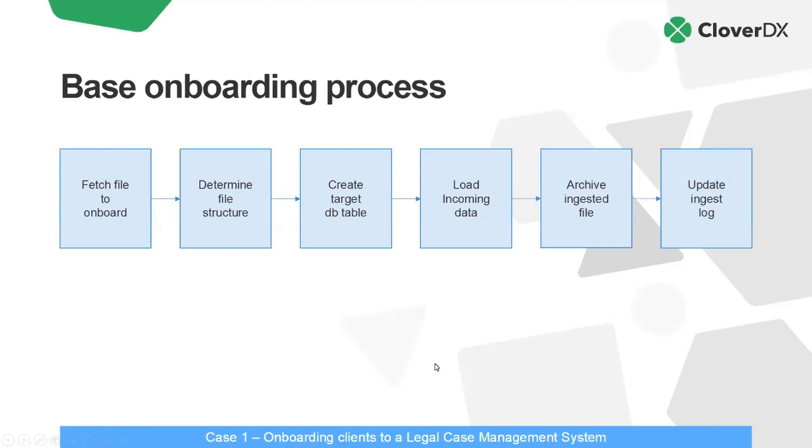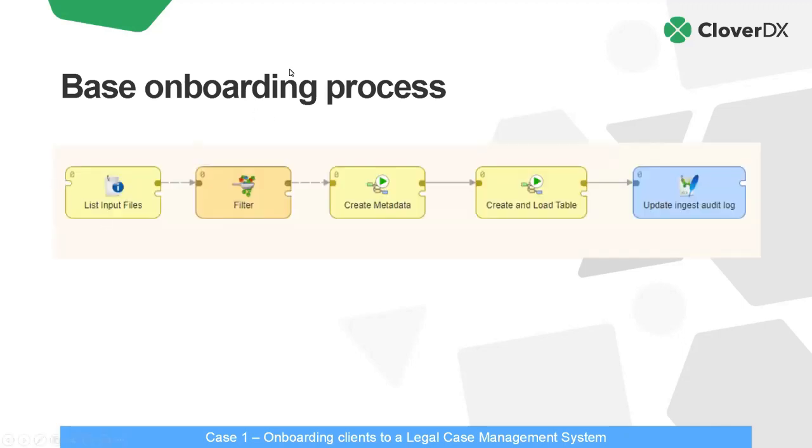Now, this is like a business diagram or data flow diagram, but it's really easily translated over to our technical onboarding process, right? This is what it looks like in our tool. The base component's the same. We're going to list input files, filter them, create that metadata, create and load the table, and update an ingest audit log in a human readable format. In this case, it's a spreadsheet.